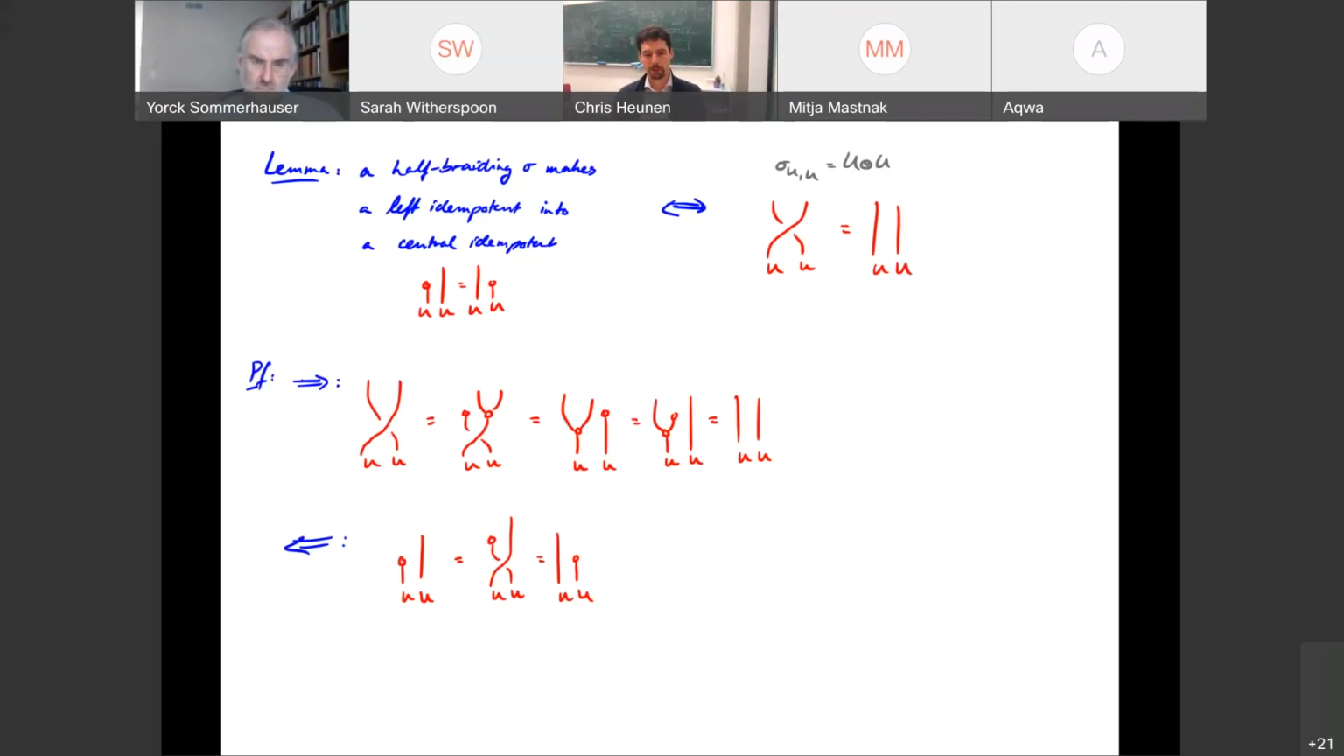Proving right going to left is even easier in a sense, because if you have that the half braiding is actually doing nothing, then I want to prove that forgetting the left copy is the same as forgetting the right copy. Well, I just precompose it with this half braiding that's doing nothing and straighten things out. So this is good to keep in mind: central idempotents come with a half braiding, but this half braiding doesn't do anything when you swap the object with itself.